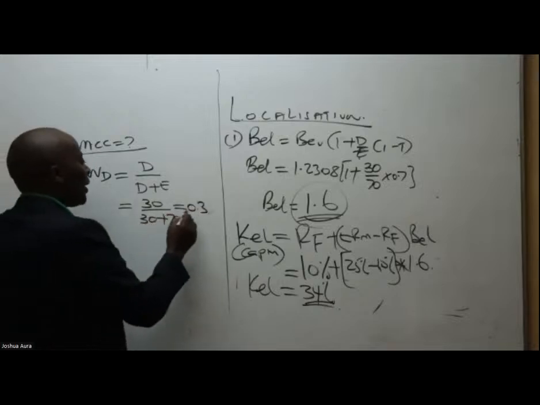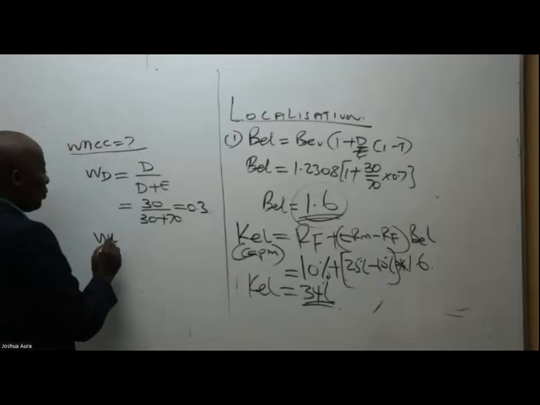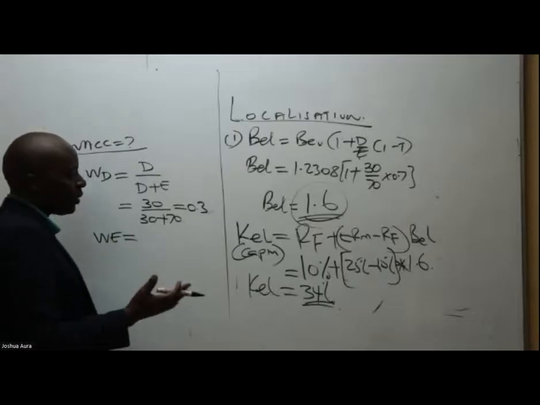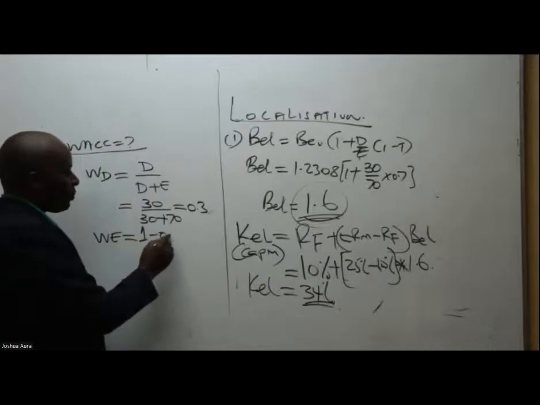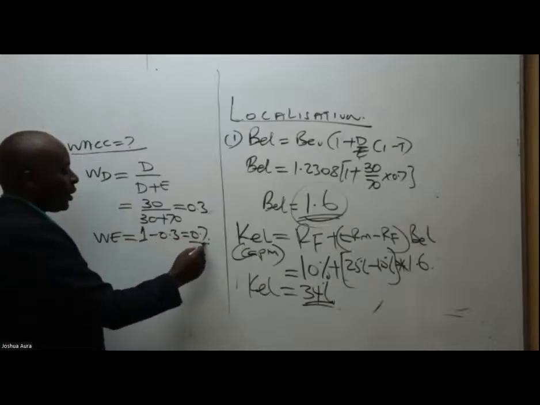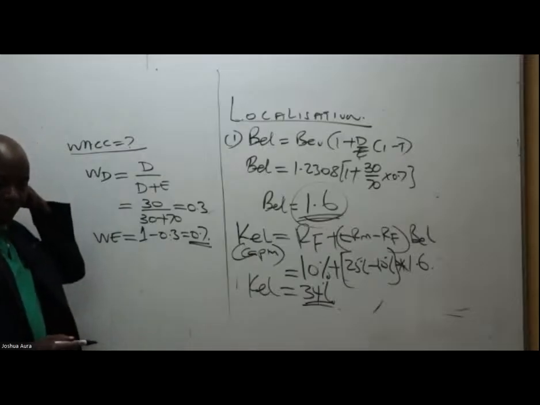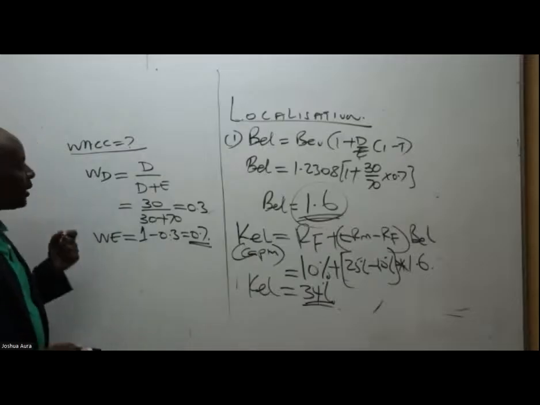Once I get the weight of debt, getting the weight of equity will not be a big deal. The weight of equity is 1 minus 0.3, which gives me 0.7.